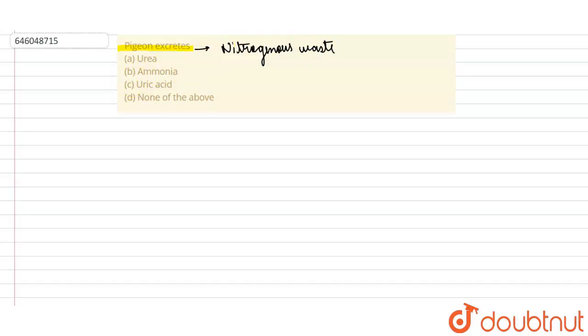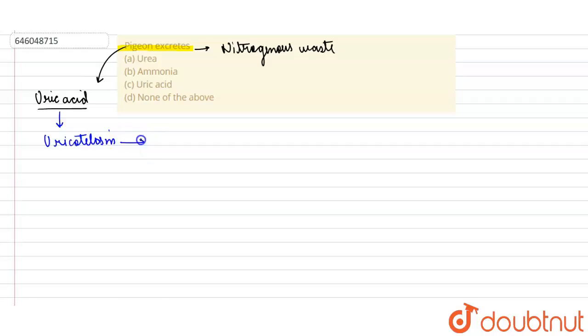When we talk about pigeon, pigeon basically excretes a nitrogenous waste known as uric acid. So it excretes uric acid. Uric acid is a very important nitrogenous waste, and as the pigeon excretes uric acid, it is known as a uricotelic organism, or we can say it shows uricotelism.